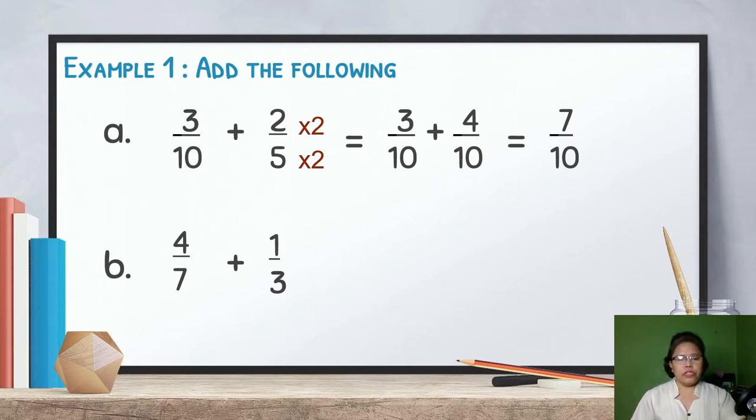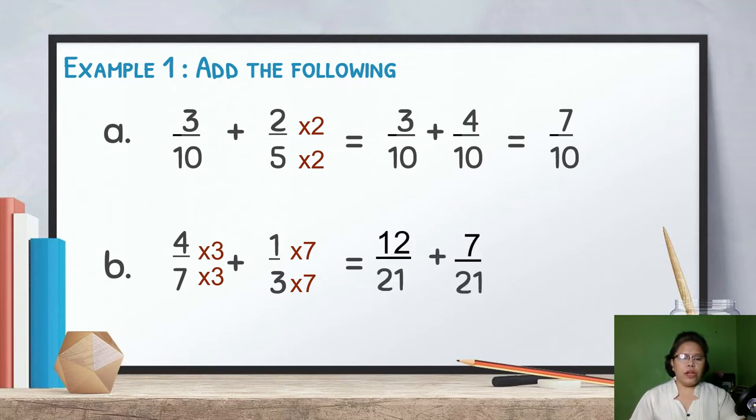So, kung titignan mo, 7 times 3 is just 21. Okay? So, to change 7 to 21, times natin siya with 3. And, kung ginawa mo sa baba, gagawin sa taas. So, times 3 mo rin yung 4. And then, yung 3 para magiging 21, times mo ng 7. And then, times 7 din sa taas. So, this is now changed to 12 over 21 plus 7 over 21. And the total is 19 over 21. Alright?